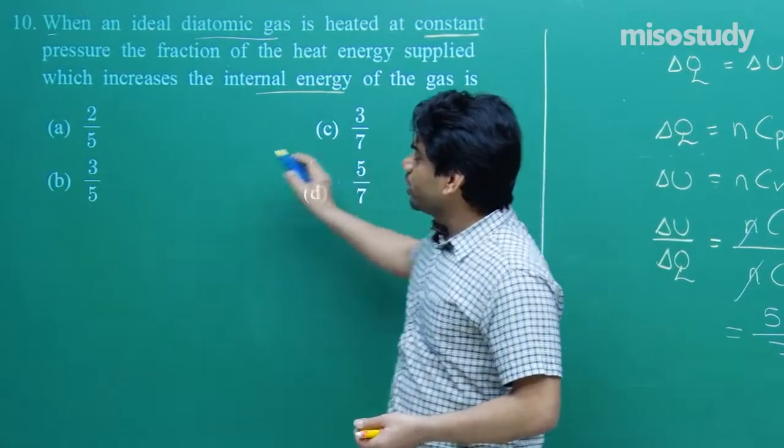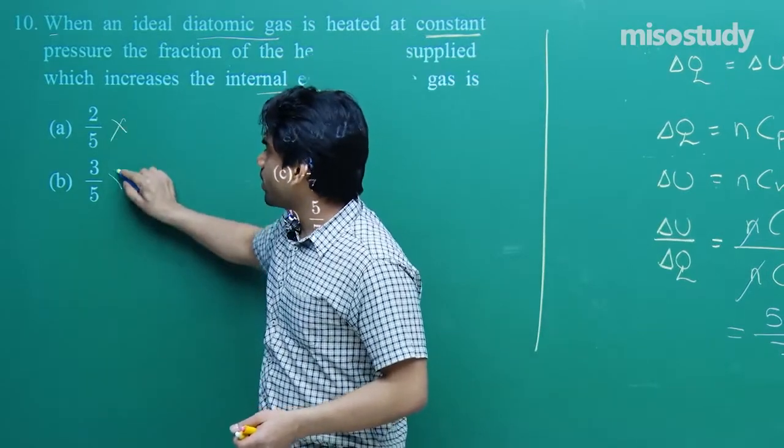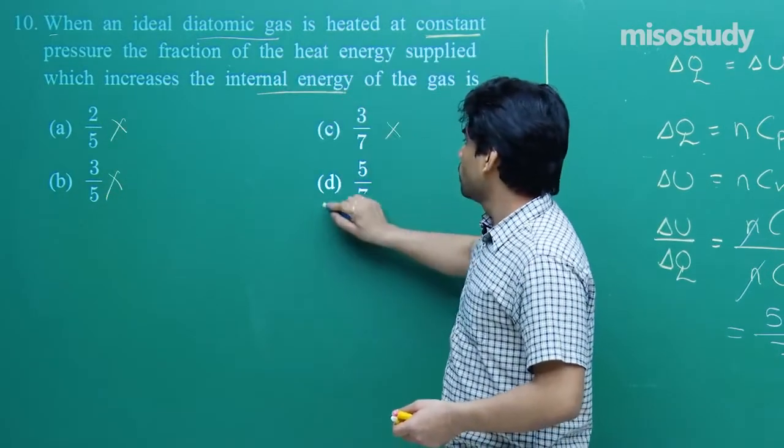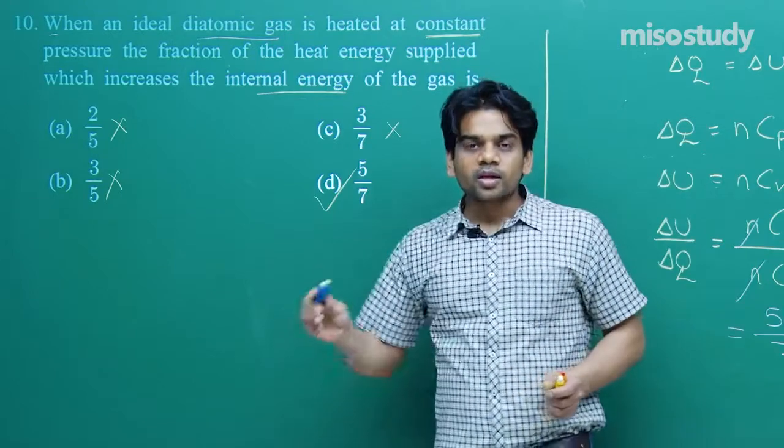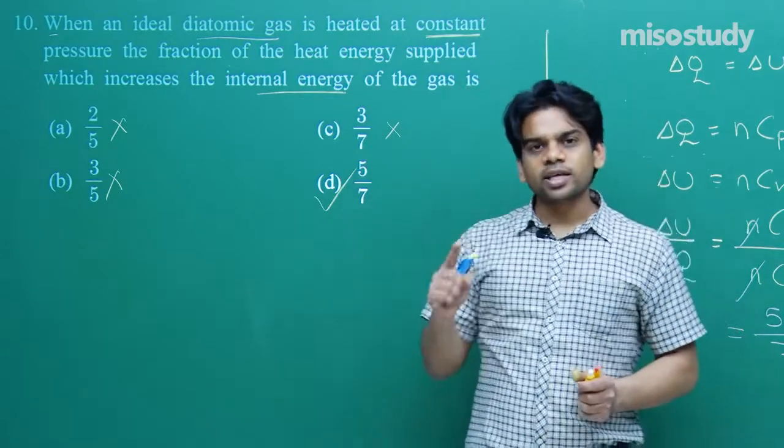So option A, 2 by 5, no. B, 3 by 5, no. C, 3 by 7, no. D, 5 by 7.